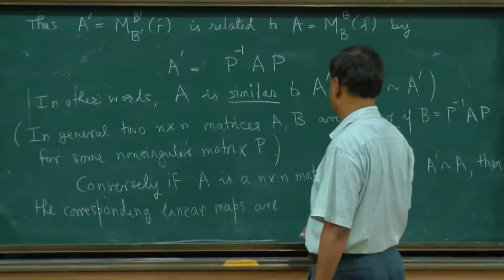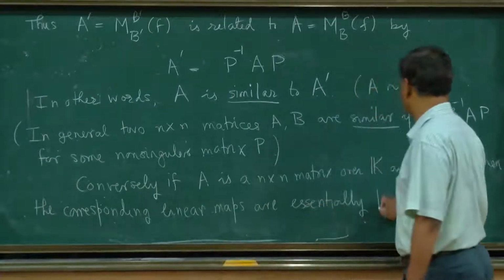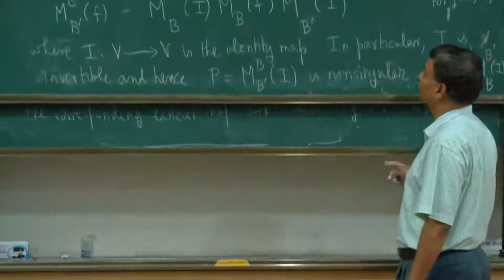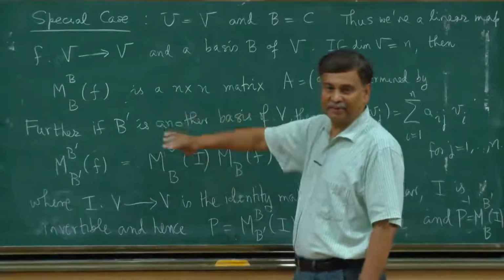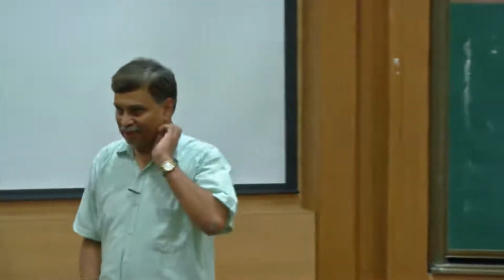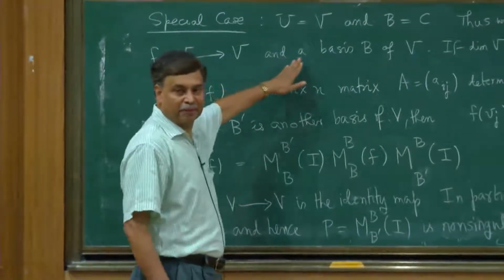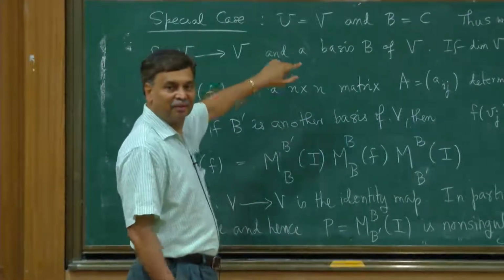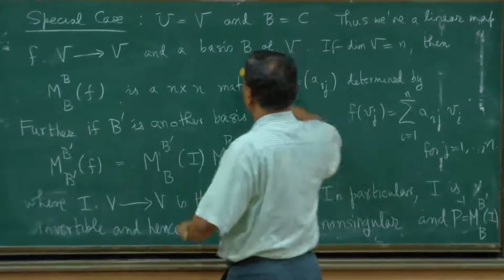I can make it more precise, but what I basically want to drive home is that similarity of matrices corresponds to change of basis. When you have a linear map, the matrix corresponding to it is unique provided you fix a basis. If you change your basis, then the matrix that you would get is similar. Okay, so I think that's the main take home message.